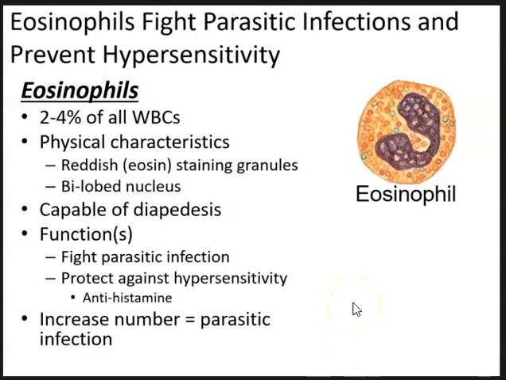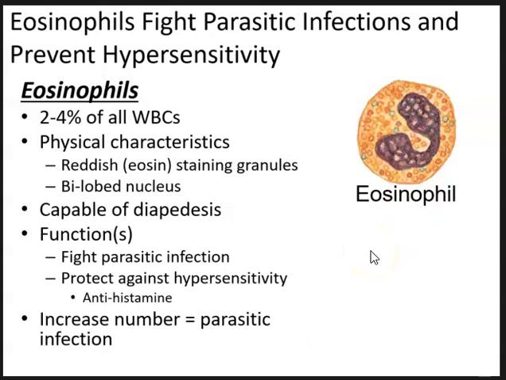The next granulocyte that we are going to talk about are eosinophils. Now, eosinophils make up 2 to 4% of all white blood cells. They have very distinctive physical characteristics. For example, their granules within the cytoplasm stain a reddish color. Eosin stands for reddish, so they have reddish staining granules within the cytoplasm. Eosinophils have a bilobed nucleus, meaning there are two lobes, or the appearance of two lobes, to the nucleus.